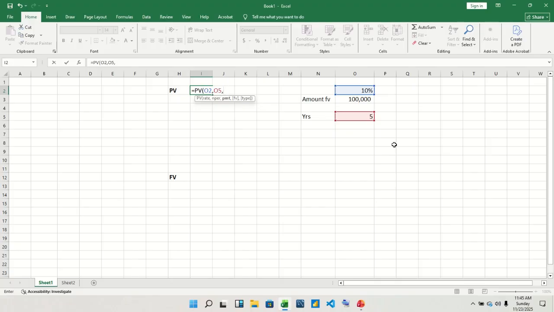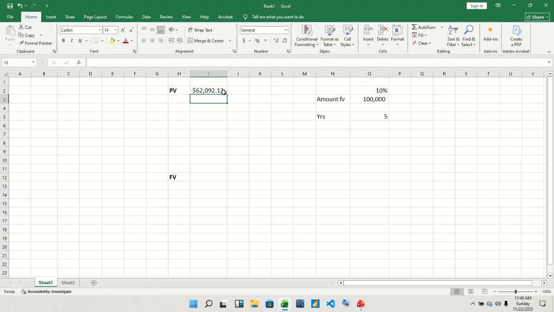Because this is a one-time payment, you are receiving the money at the end of the 5 years and it is not periodic, so you just say the payment is 0. After that, you type 0 manually, then you put comma. Then at this point, this future amount is in negative, so you say minus, then you pick the figure because this amount is supposed to be in negative. It is a future amount. And after that, you close your parentheses and you hit enter.